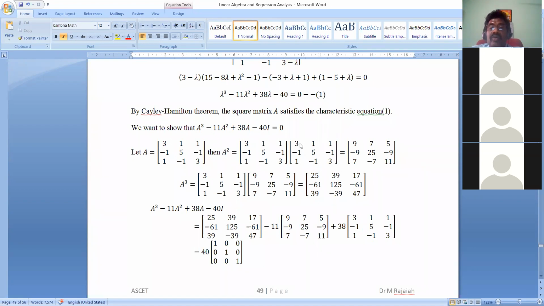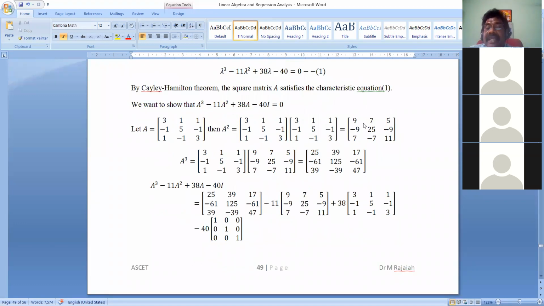Next, with the third row, we multiply all the columns of the second matrix. 3 plus 1 plus 3, that is 7. Next, 1, minus 5, minus 3, minus 8 plus 1, minus 7. Next, 1 plus 1 plus 9, 11. So A square is [9, 7, 5; -9, 25, -9; 7, -7, 11].